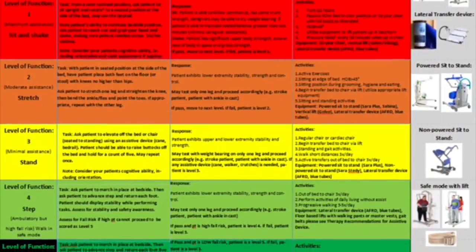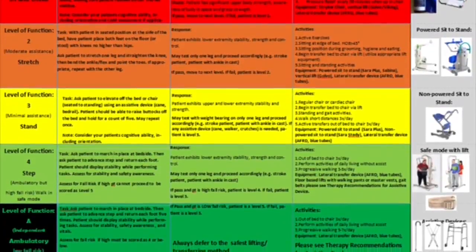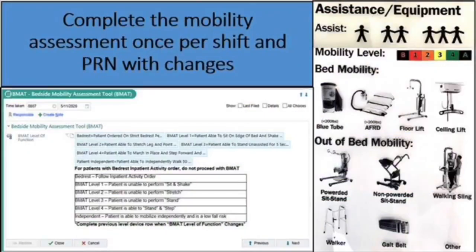Mobility assessments are completed once per shift and PRN with changes. This should be documented by the nurse in Epic and placed on the patient's mobility or dry erase board in the room. Patients who may be unable to participate in this assessment are considered Level B for bed rest.